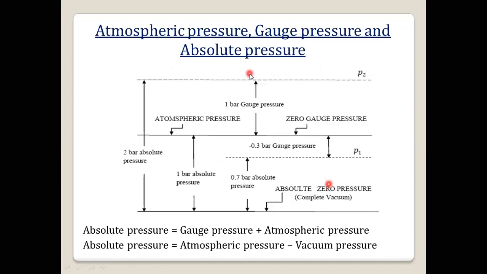Now we see how atmospheric pressure, gauge pressure, and absolute pressure are classified. Absolute pressure is equal to gauge pressure plus atmospheric pressure. When vacuum pressure is there, the absolute pressure will be equal to atmospheric pressure minus vacuum pressure.